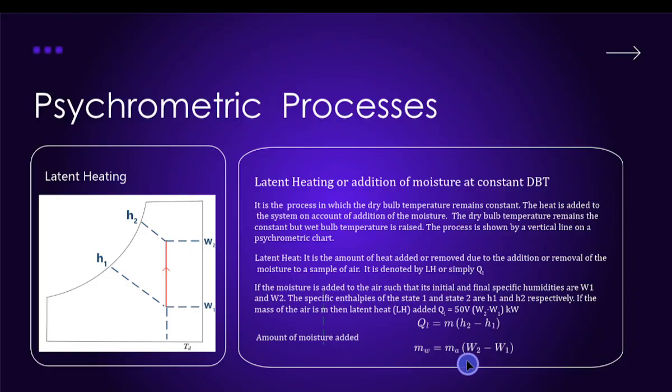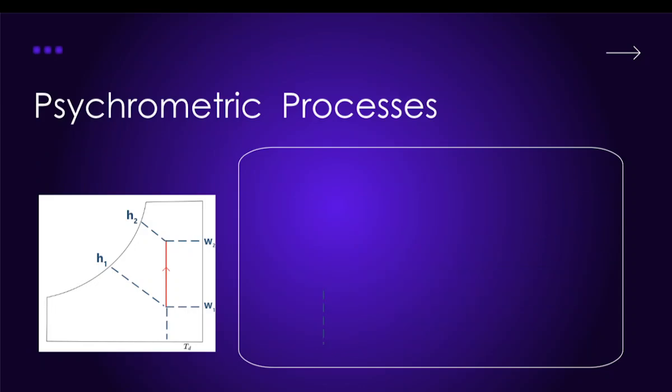The amount of moisture added can also be calculated as M sub W equals the mass of air flow rate times the change in specific humidity. We can find out, using this formula, the mass of water added or removed, and using either of these two formulas, we can find out the latent heat added. Latent heating, or addition of moisture at constant dry bulb temperature. Again, we can have an example here.